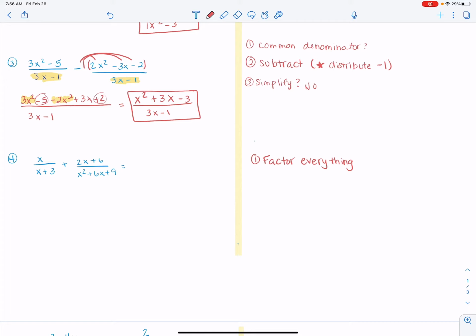2x plus 6, I can take a 2 out, and I'm left with x plus 3. I can factor the 2 out. This first x doesn't factor, and x plus 3 doesn't factor. X squared plus 6x plus 9, two numbers that multiply to 9 and add to 6, x plus 3 and x plus 3. Okay, now, after we factor everything first, can you simplify either fraction?